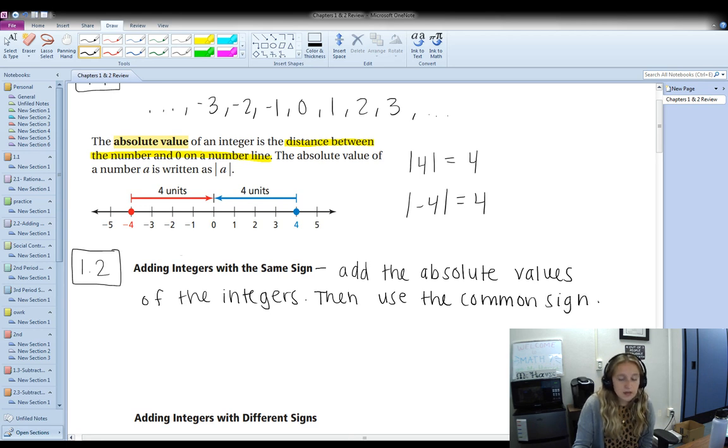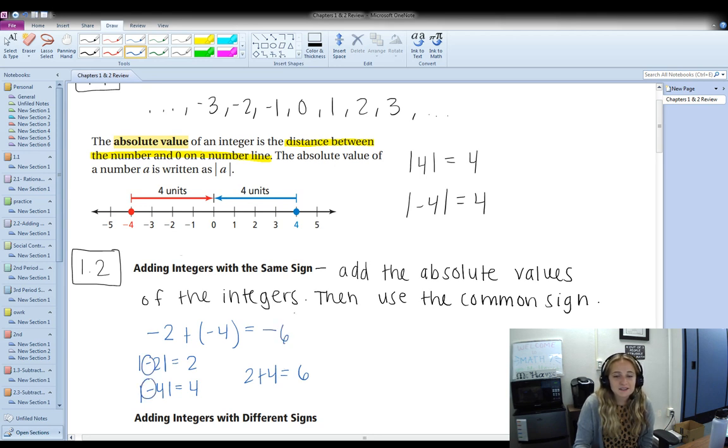All right. So let's think about negative 2 plus negative 4. Okay? That's going to equal, well, we take the absolute values of both. That's going to give me a positive 2. The absolute value of negative 4 is going to give me a positive 4. Add those two together. That gives me 6. And then the common sign is negative signs. So it's going to be negative 6.